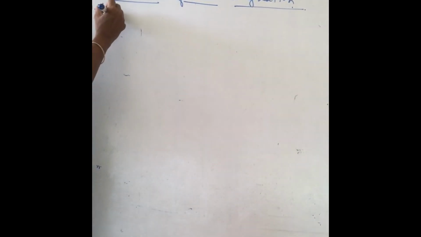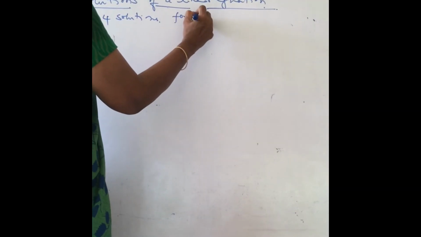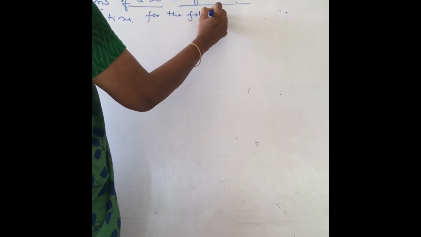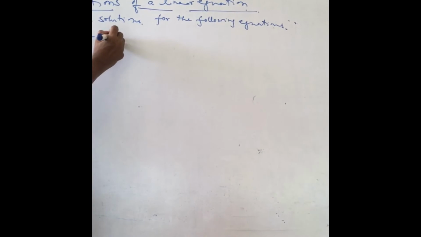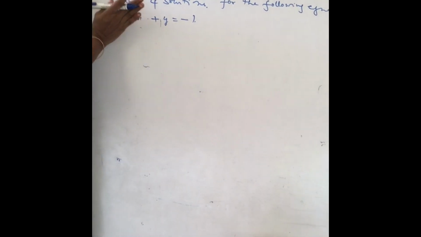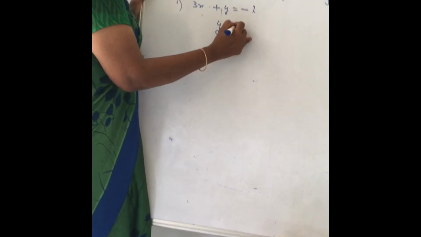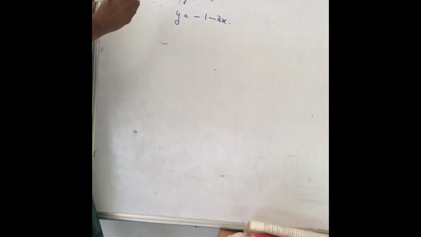Write 4 solutions for the following equations. First question, 3x plus y is equal to minus 1. Now follow, children, this is the standard procedure. We always take the y term on the left side and x. When it goes to the right, it becomes minus 3x.